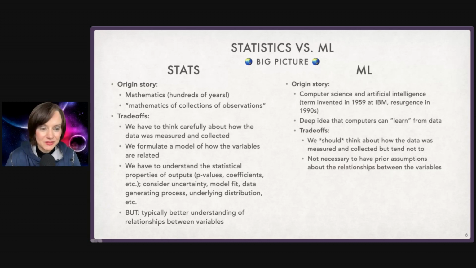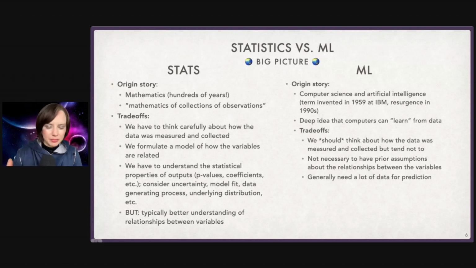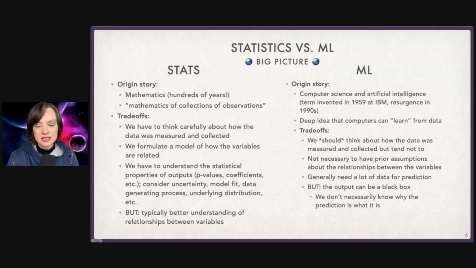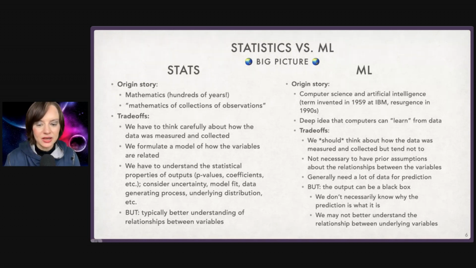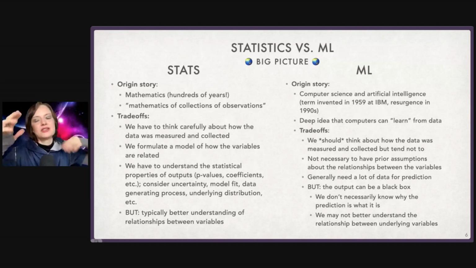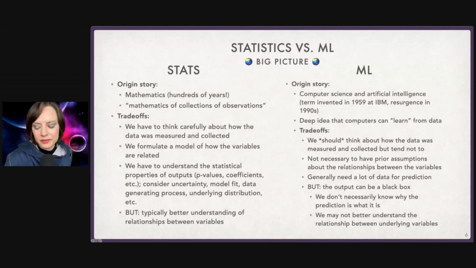It's not necessary in machine learning to have prior assumptions about the relationships between the variables. That's liberating. We do tend to need a lot of data. More data is generally better for both, but machine learning really thrives on it. But the output can be a black box. We won't necessarily know why the prediction is what it is. We'll just kind of know what the prediction is. We may not walk away with a better understanding of the relationship between underlying variables. None of these things are mutually exclusive. I'm getting worked up. But these are on average. This is what I think about when approaching a problem.